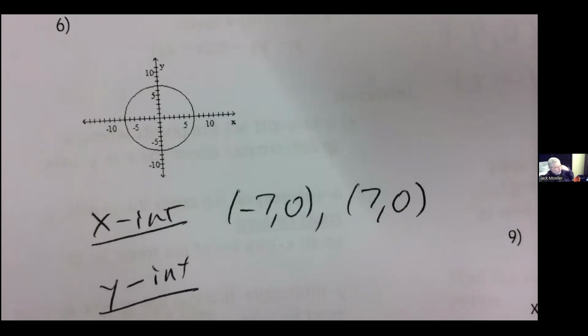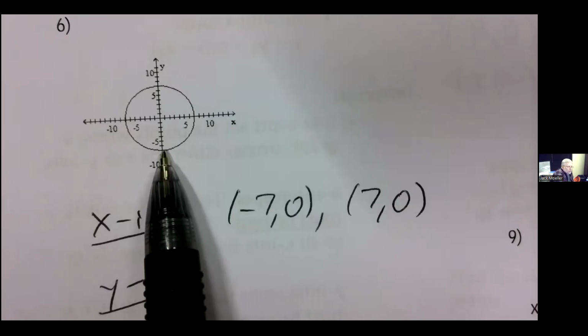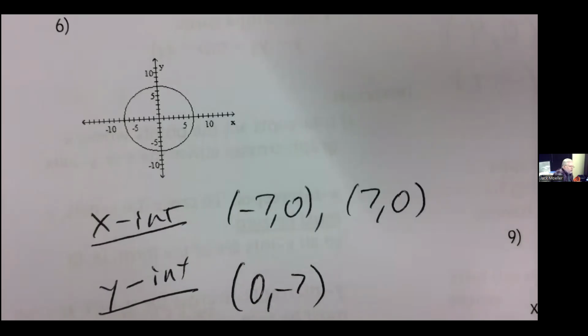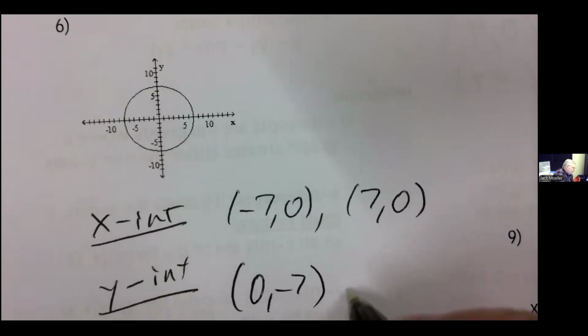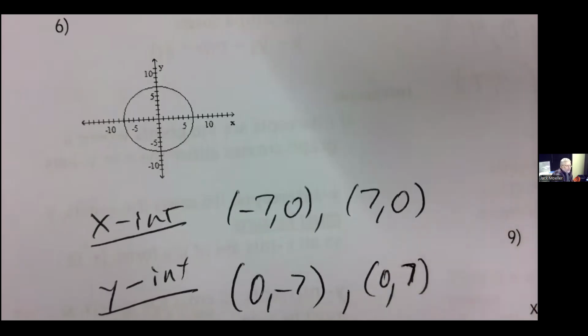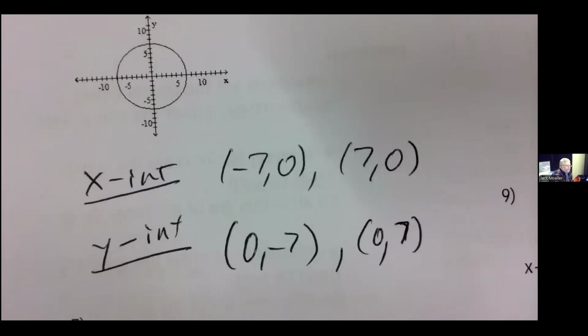And then for the y-intercept, we have two of them. So the lowest one looks like -7. So make sure that you're getting your x's and y's in the right spot. So the y is -7, x is 0, because we're not moving left or right. And then same idea for the top one. Now that goes through y is 7, and x is 0.